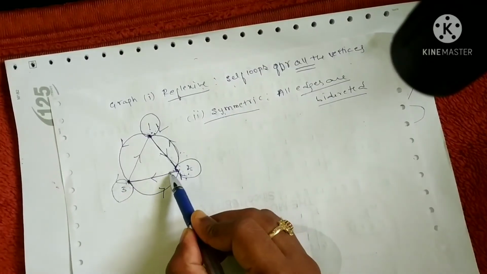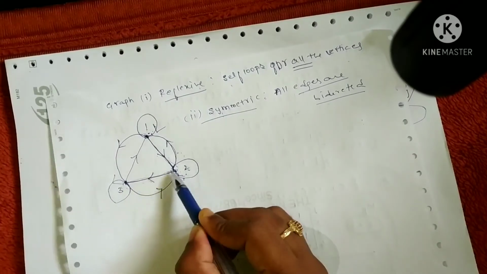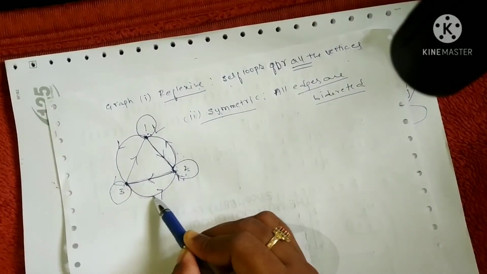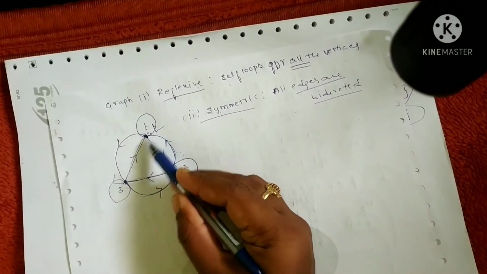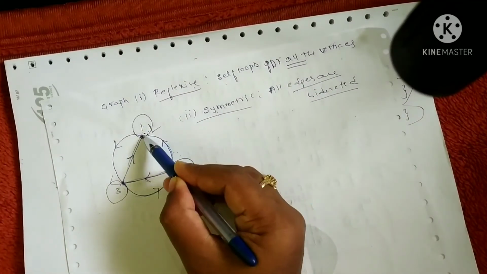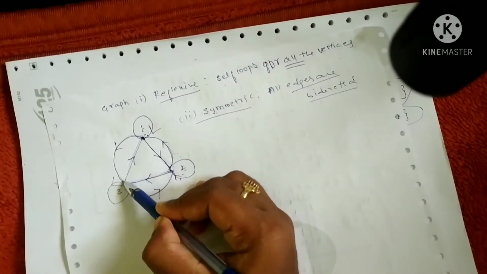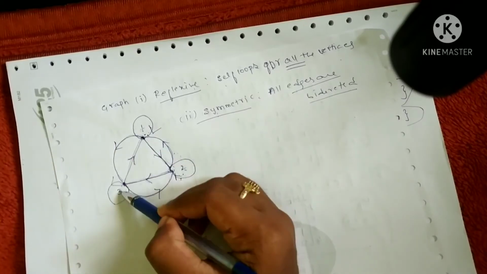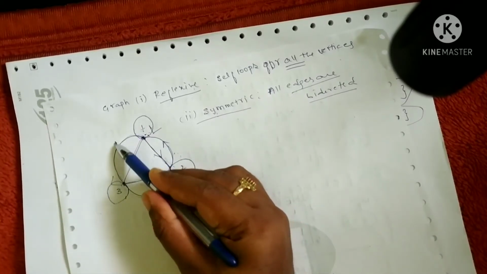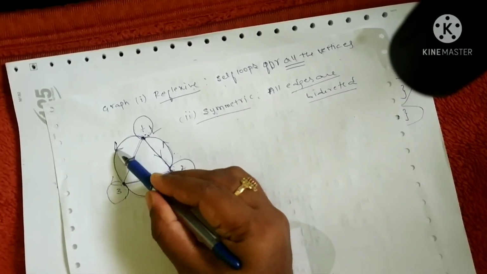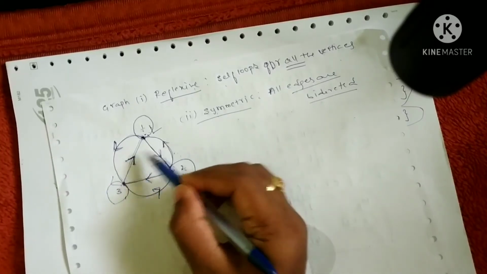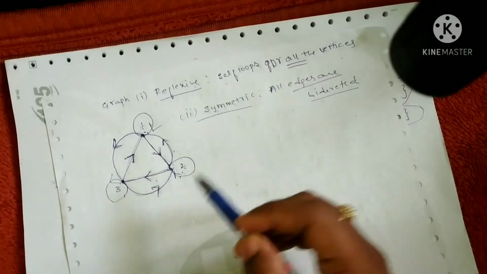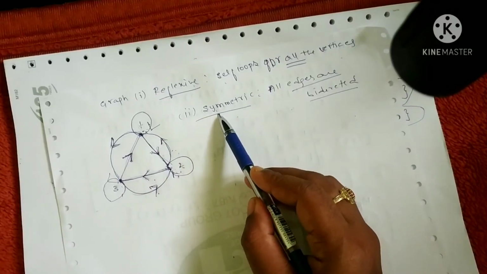I can reach from 2 to 3 by using this edge. Again, I can reach from 3 to 2. Now 3 and 1. I can reach from 3 to 1 using this path. Again, I can reach from 1 to 3. So between two vertices we have both directed edges. Look at the picture. Opposite directions, right? See here. So if this was the case, a directed graph will become symmetric.